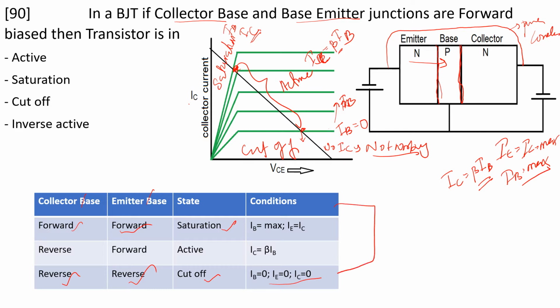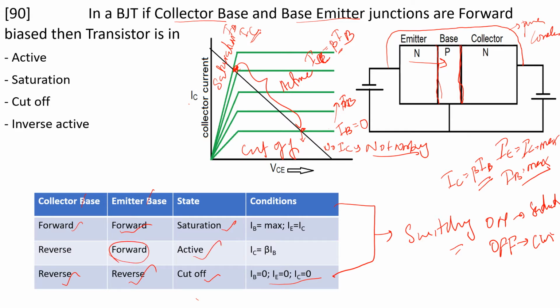These two states together are used for switching purpose. Using the transistor for switching, you use these two conditions together: on and off state. When it is in off state, your transistor is in cutoff region, and when it is on, it is in saturation region. And when the collector base is reverse biased and the emitter base junction is forward biased, you have an active region where your value of IC is equal to beta times IB. So your answer to the question is saturation region.